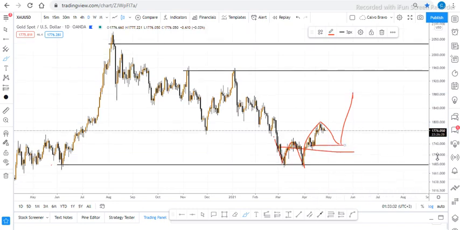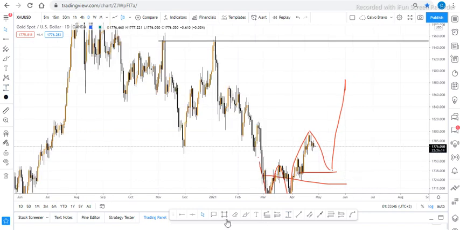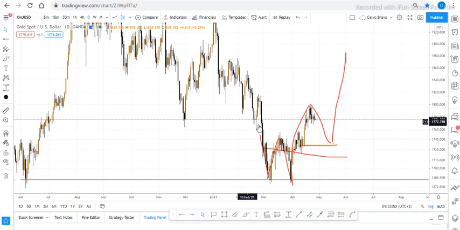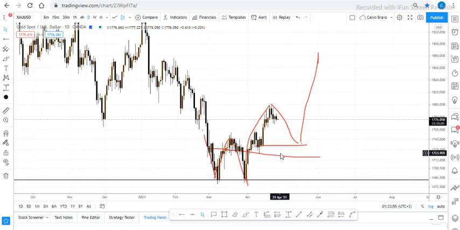And if we try to measure this distance in terms of pips, this is almost 400 pips. 400 pips for intraday, for swing, that's enough pips. So we can look for possible reaction in the market at the current area.